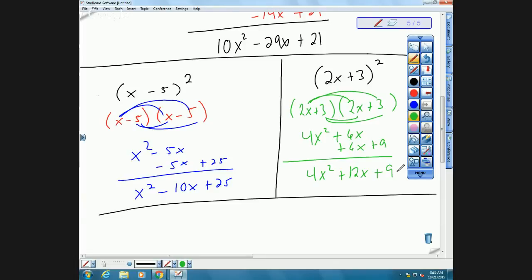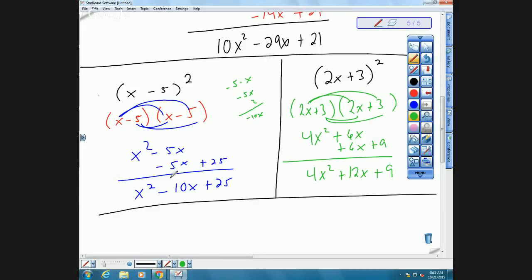Anytime you have something squared, what you can do is square the first term, so x squared would be x squared. Square the last term, -5 squared would be positive 25. The middle term is a harder one. On the middle term, you take the first term times the second term. So you do -5 times x, which would be -5x. And then you double that, so I get -10x. That's the shortcut.